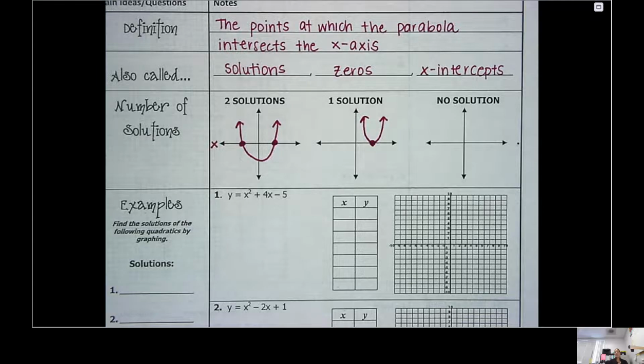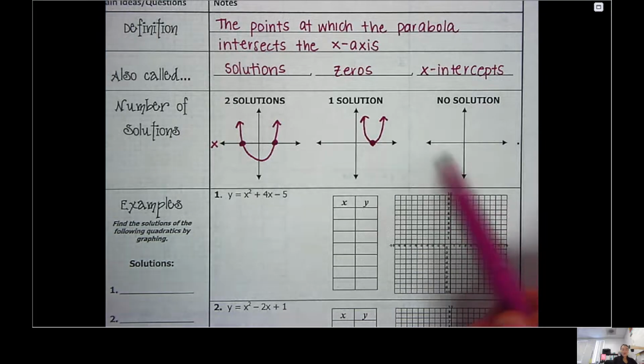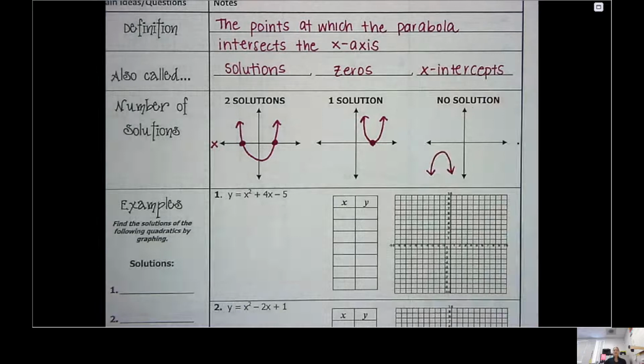And then if there's no solution, what do you think that's going to look like? It's just in one of the quadrants. Yeah, exactly. So maybe it's something up here. Maybe it's going down over here. It doesn't really matter, but it's just never, like Jada said, it's never going to touch that x-axis. So it's in one of the squares, one of the quadrants. Good.